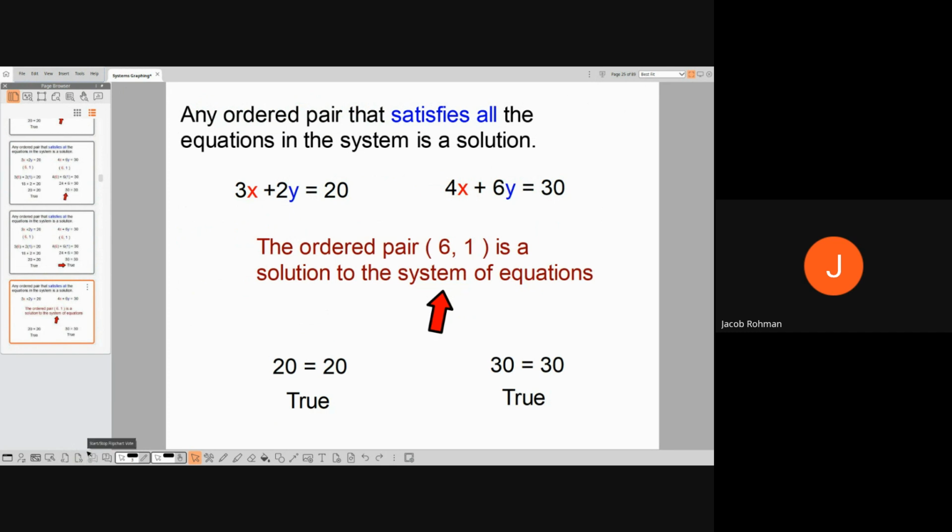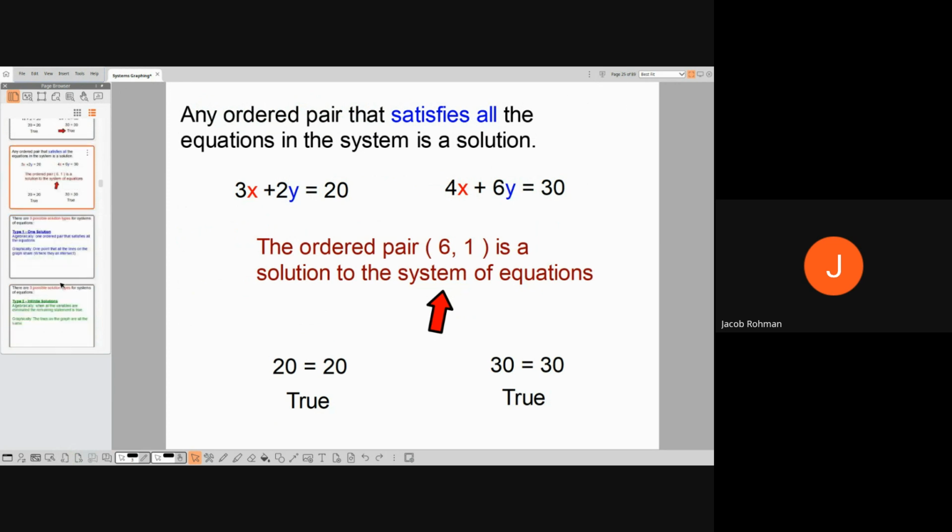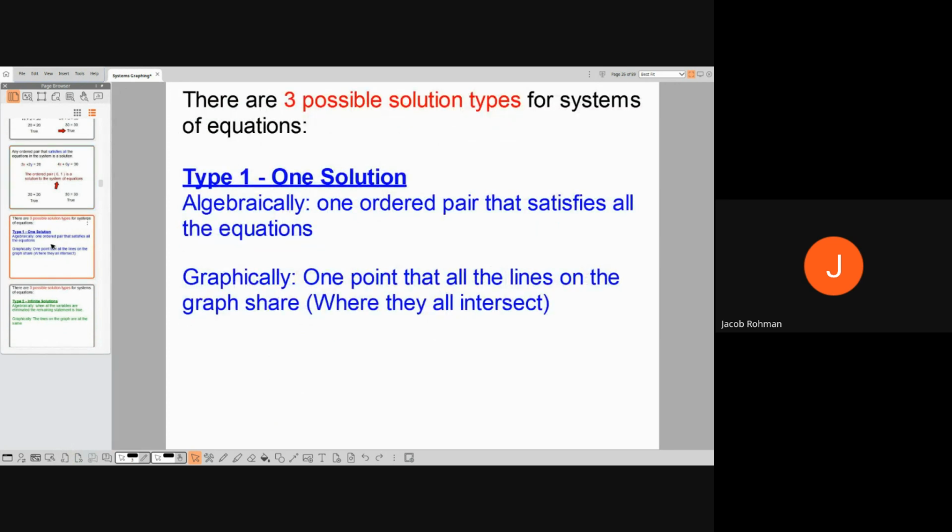Now, to be able to find that solution, we don't want to just guess random ordered pairs. We want to have a systematic way of approaching that. And what we're going to do is we're actually going to use graphing to do that. So let's talk about, there are 3 possible solution types for a system of equations. So one of them is where you have one solution.